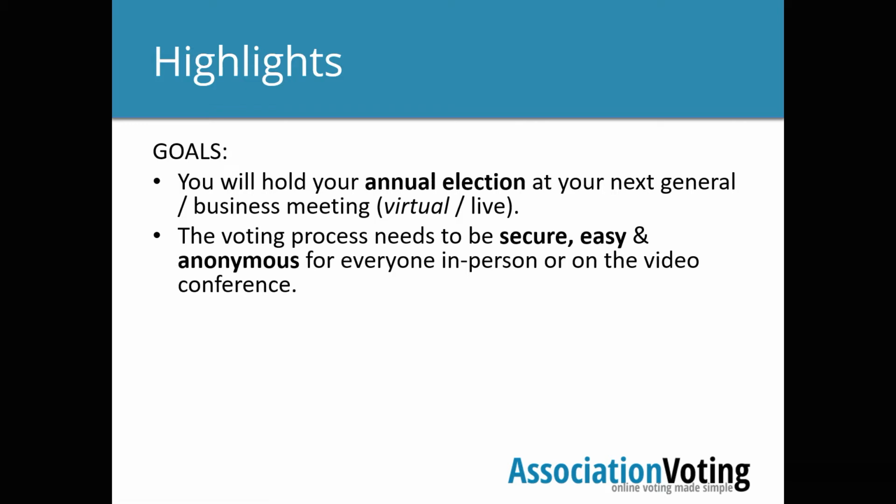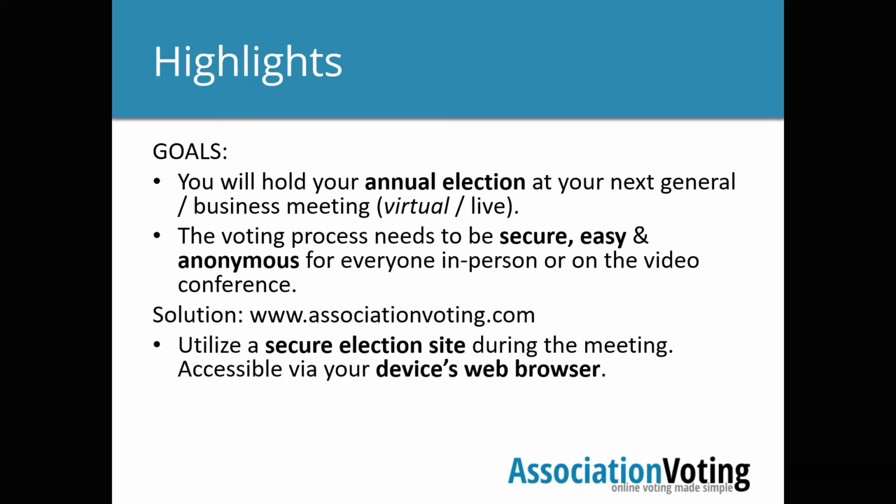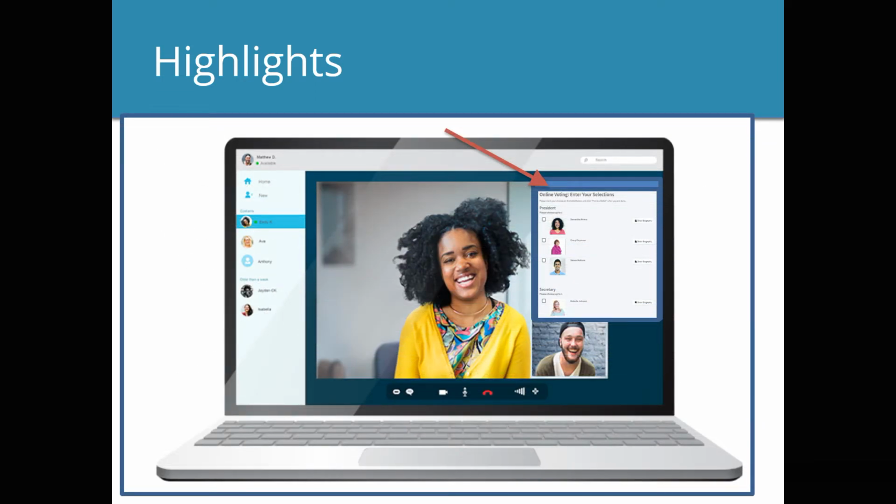The Association Voting Secure Election website can be accessible to everyone via their device's browser. Devices such as smartphones, tablets, laptops, and desktops can be used. The voters on location or those on the Zoom conference simply need to access the voting site URL. For those on the video conference, they can access the Zoom call and the election site via two separate monitors, two separate devices, or open a new tab in their browser to see the ballot and participate in the video conference at the same time.